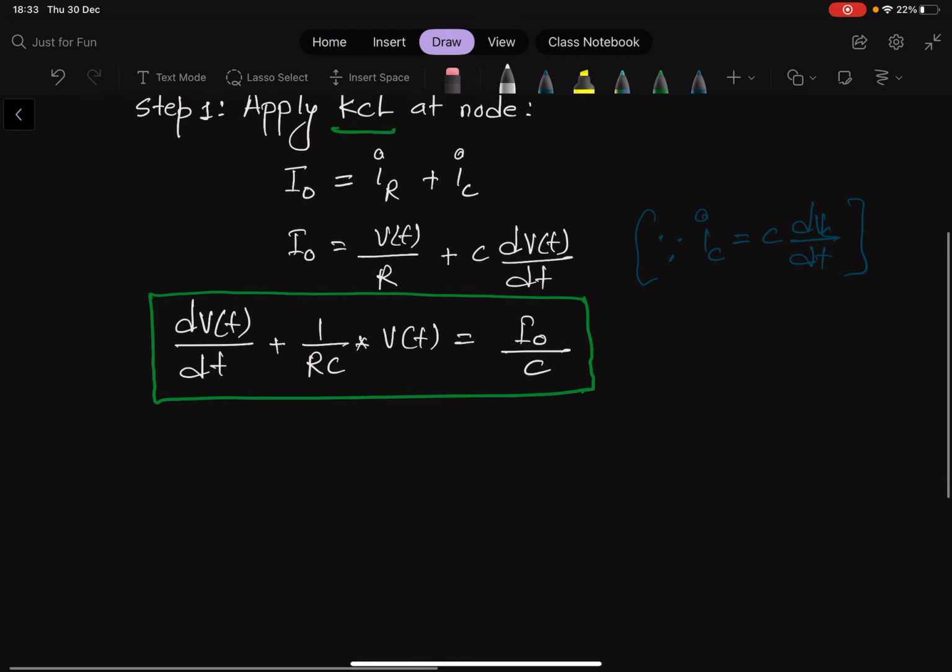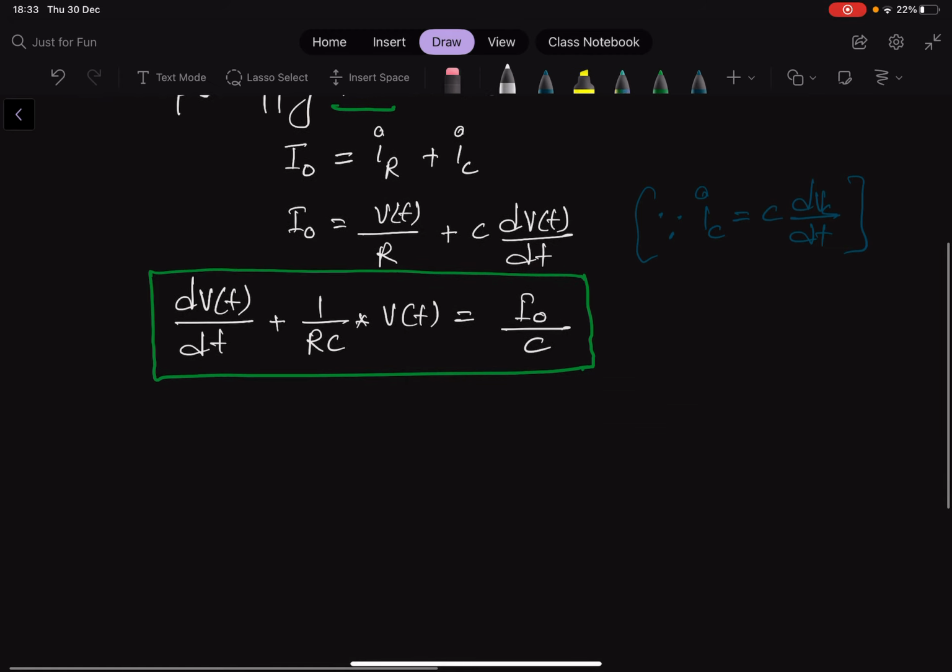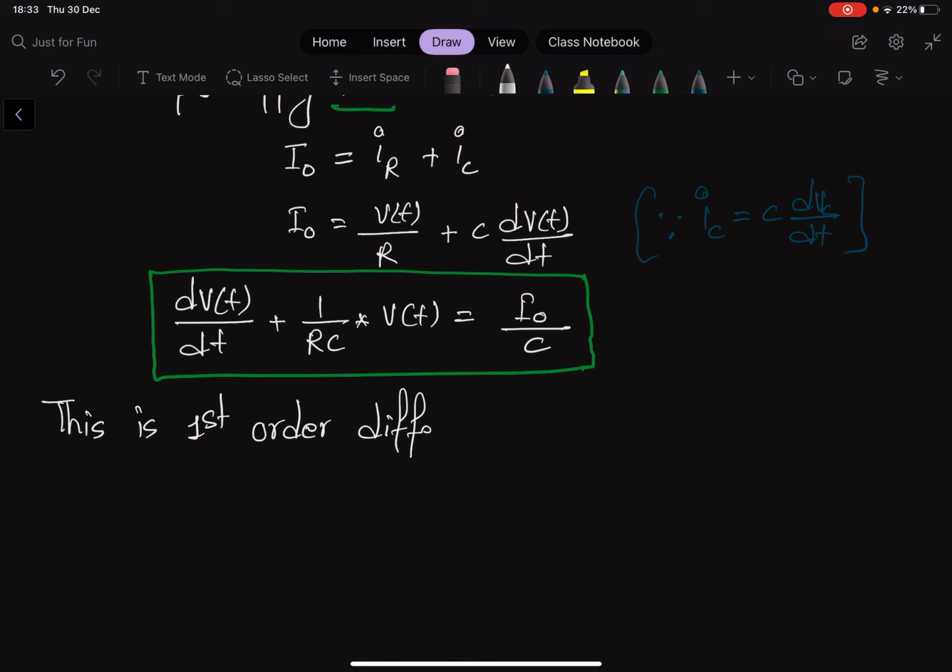So we'll say this is our first order differential equation for the RC parallel circuit.